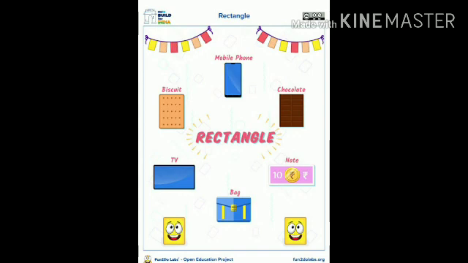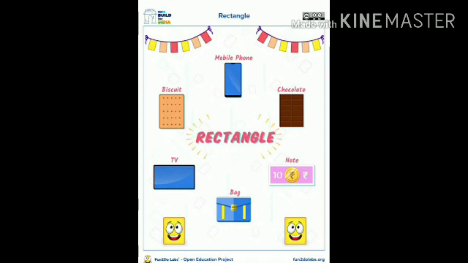And what is the shape of a chocolate? Rectangle. The shape of this chocolate is rectangle, where opposite sides are equal to each other. Then comes a note. A 100 rupee note, a 50 rupee note, a 10 rupee note. They all are in the shape of rectangle.